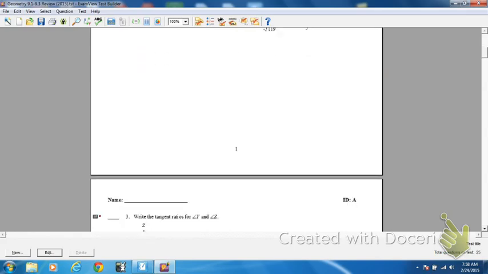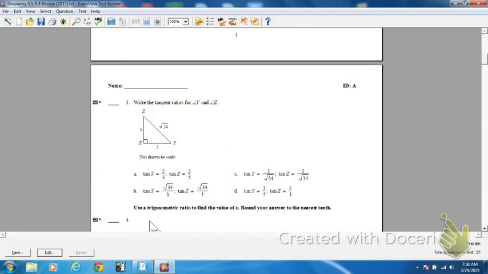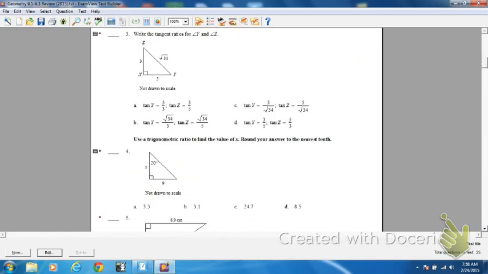Okay, the next page. It says write the tangent ratios for y and z, so we just have a different ratio for tangent. Tangent of an angle is opposite over adjacent. And so it kind of depends on what side.